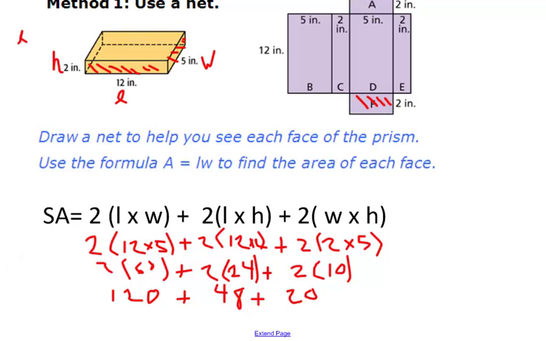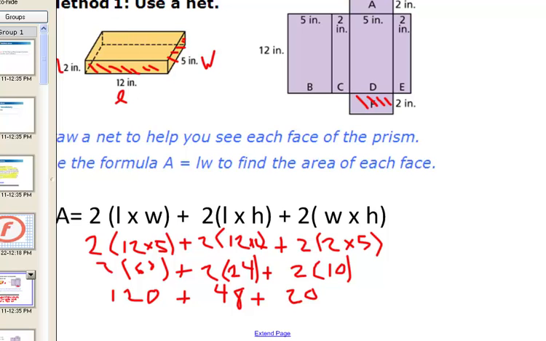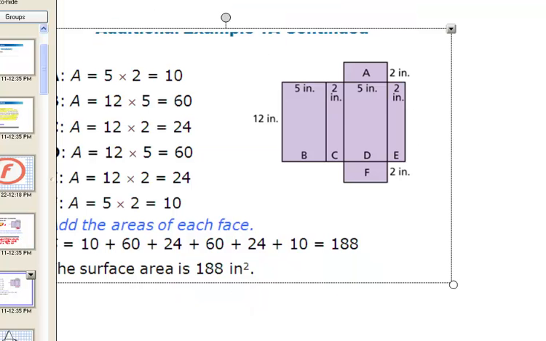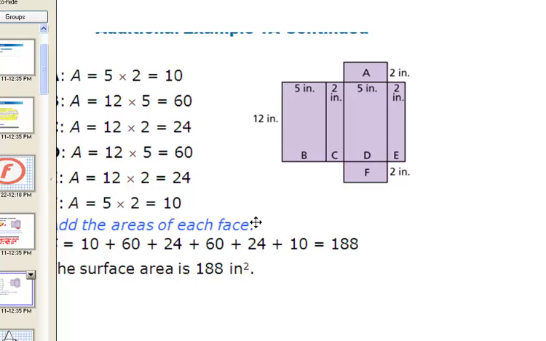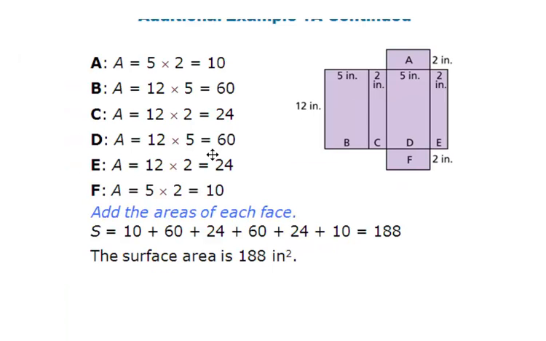Now, another way to think of this, if you just wanted to break it down by sides, is we can take each side and look at that. Move that over a little bit so you can see. And if we add up all the sides separately we get the total of 188. So the surface area of that figure is 188 square inches.